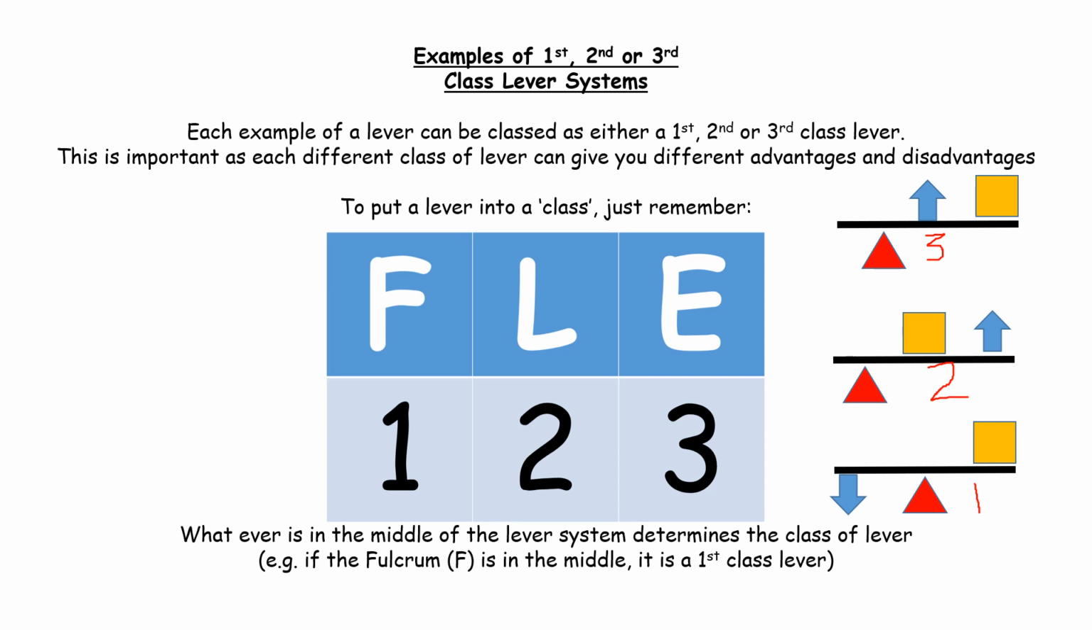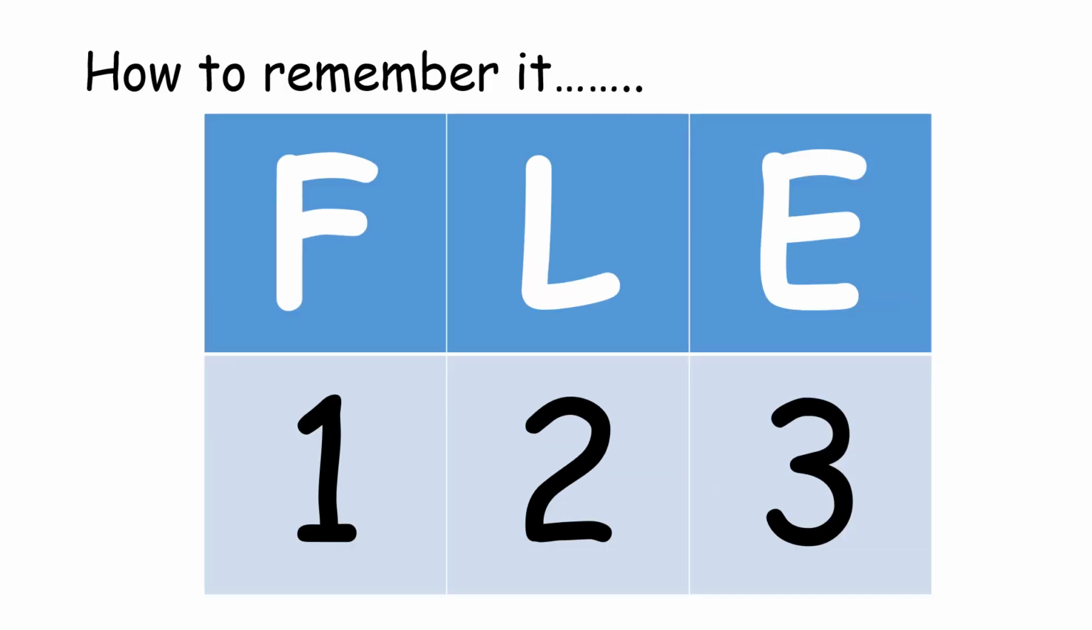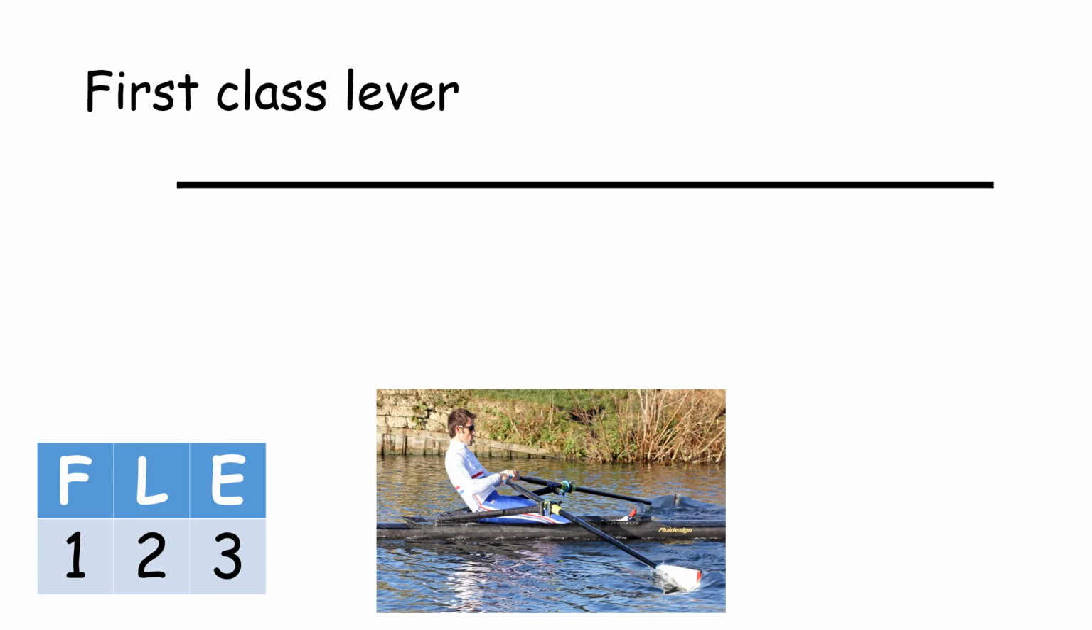Again, I can't stress enough, you must know your diagram shapes for lever systems to have any chance of being able to class the lever systems. But once you know those shapes and you remember FLE 1, 2, 3, I think that's pretty straightforward. So just remember FLE 1, 2, 3. I cannot stress that enough. So, first class lever system. I've got a picture of a rower here to show you that that is a first class lever system.